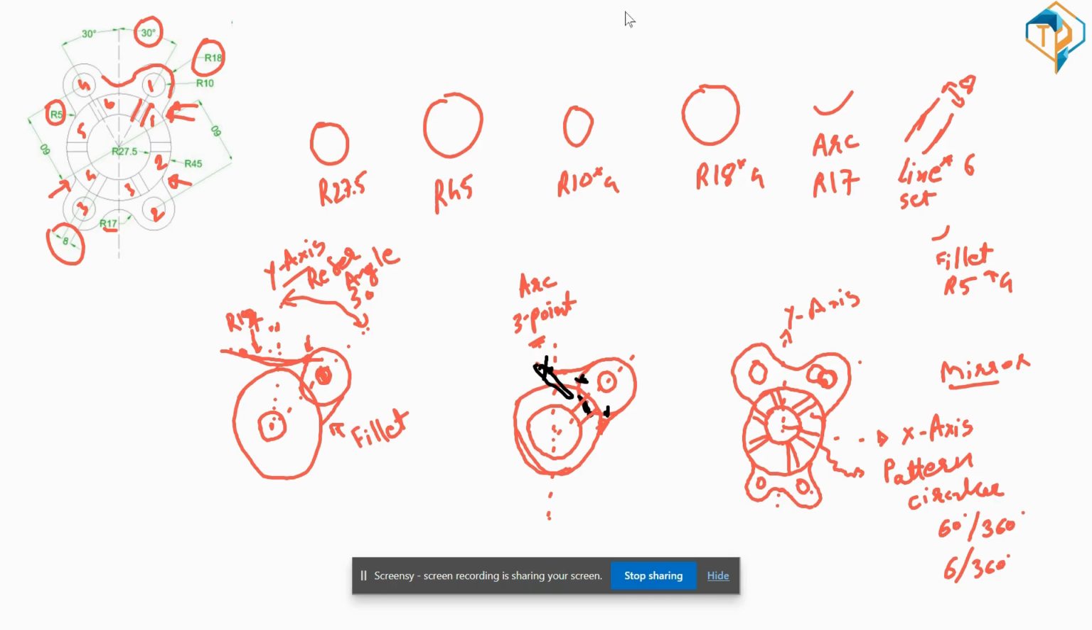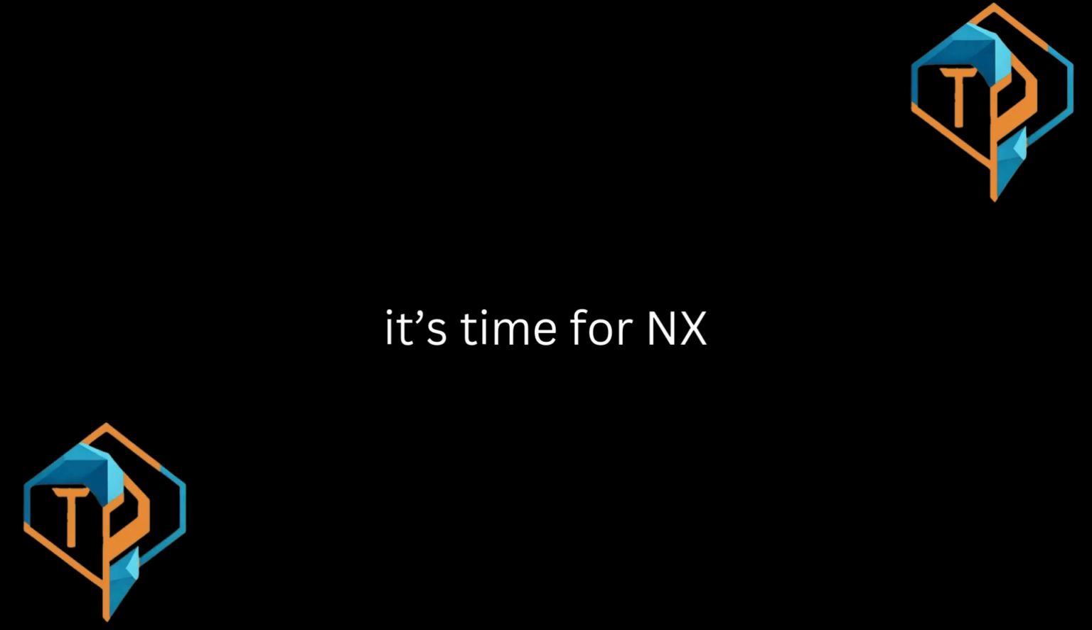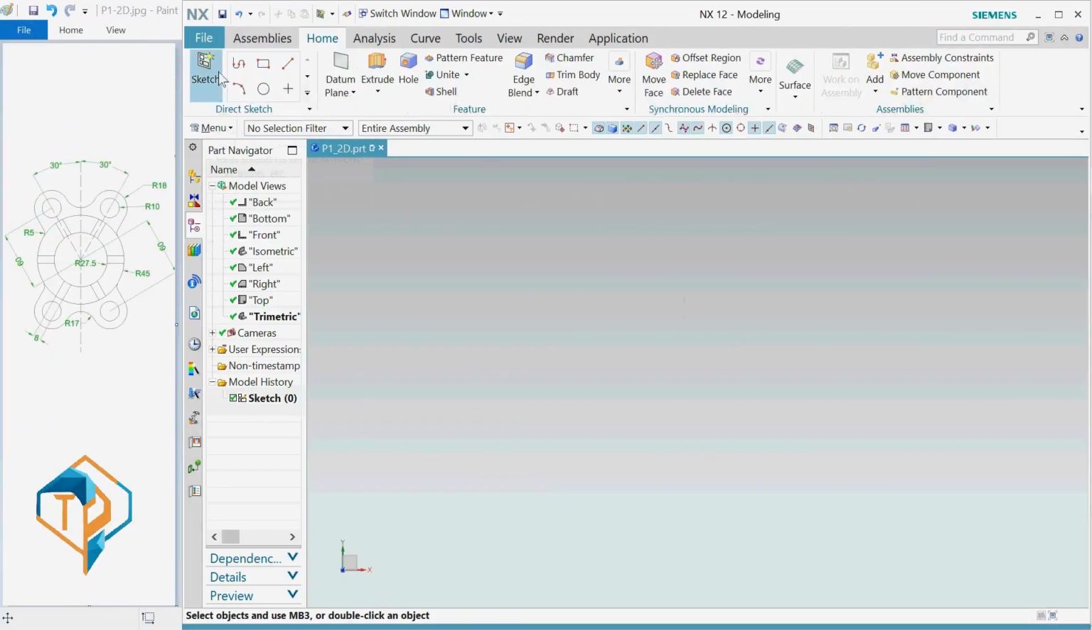So this is how the drawing looks. Just recheck the dimensions with the given one. I always design first in the mind, then I will use the CAD software.